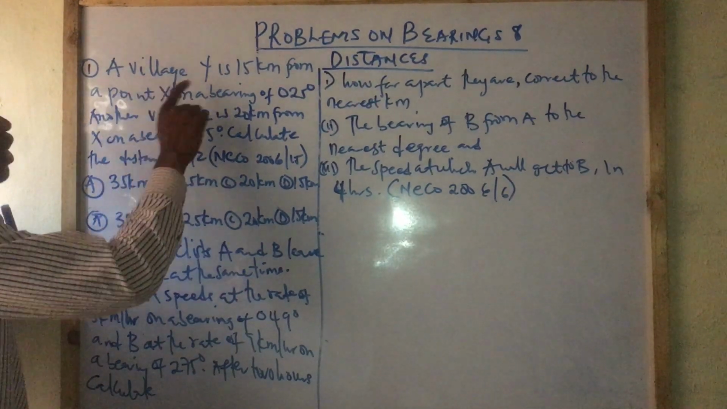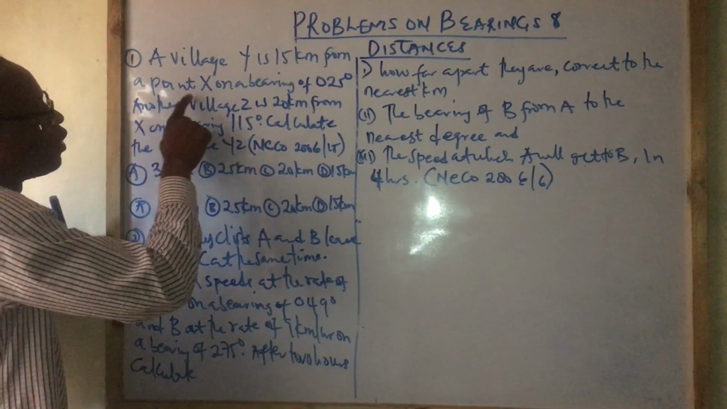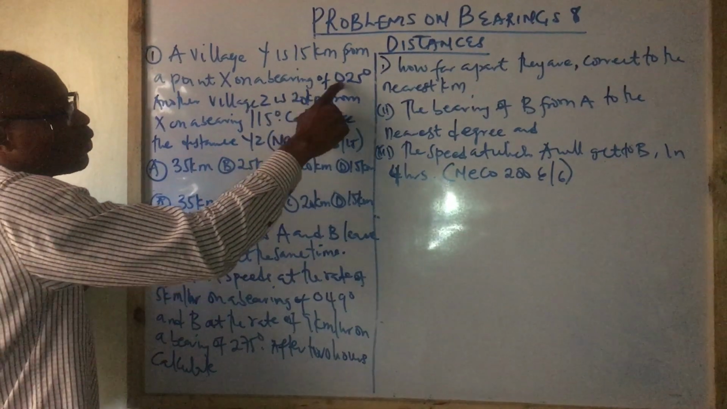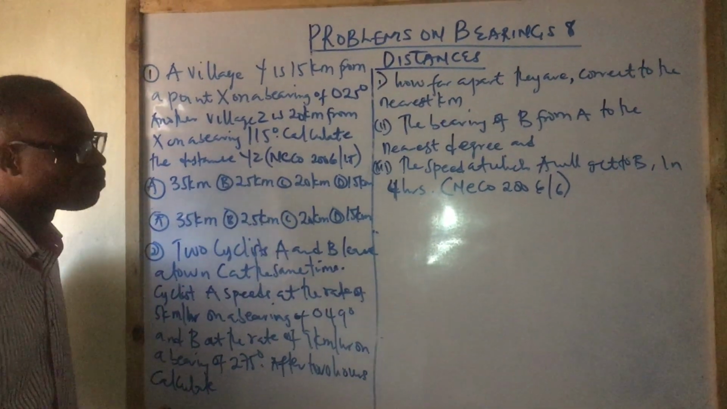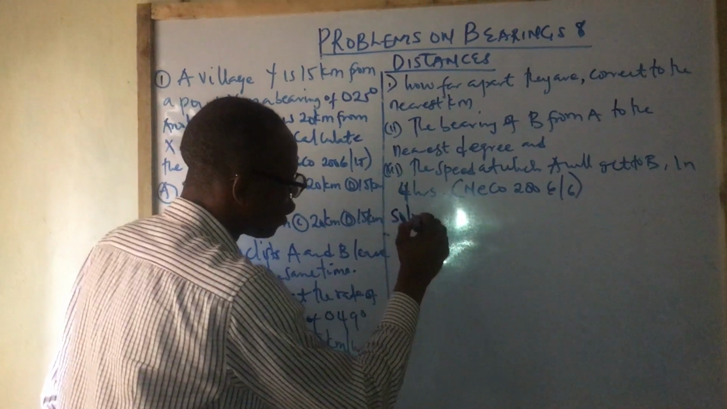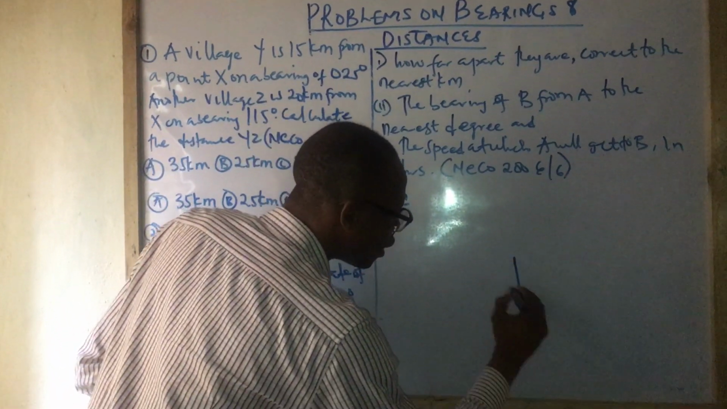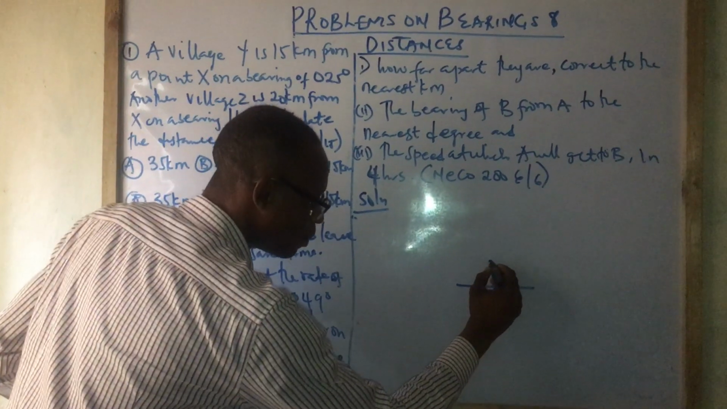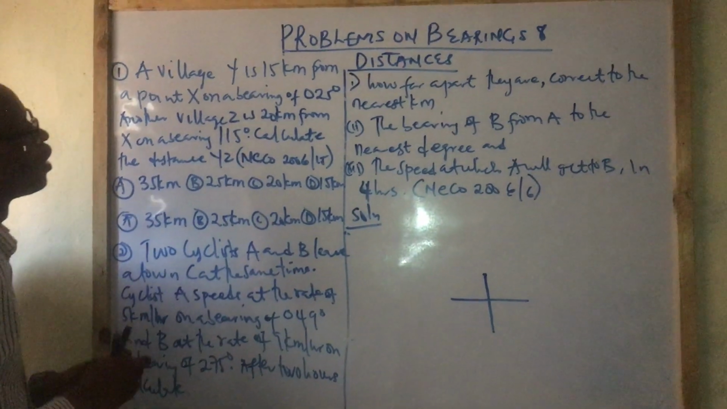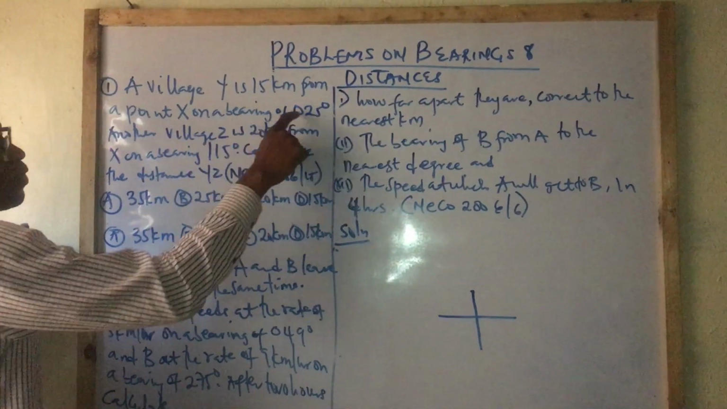A village Y is 15 kilometers from a point X on a bearing of 025 degrees. Now look at this bearing very well. It is simply a three-figure bearing. The first thing you do here is bring out your four cardinal points, just like this, and make it big. X on a bearing of 025 degrees.